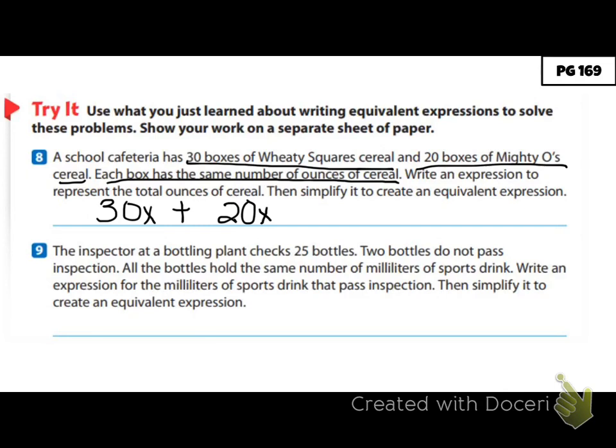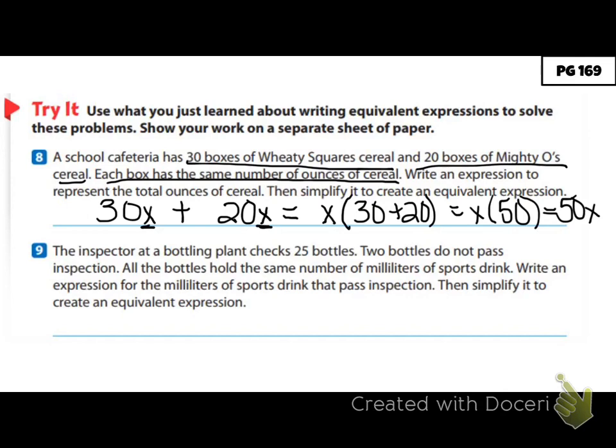So now I need to write an equivalent expression. I do that by factoring out my like factor. In this case, it's my x. So if I pull out my x, I'm left with 30 plus 20. Now I need to simplify. 30 plus 20 is 50. So now inside my parentheses I have x times 50, which simplifies to 50x.